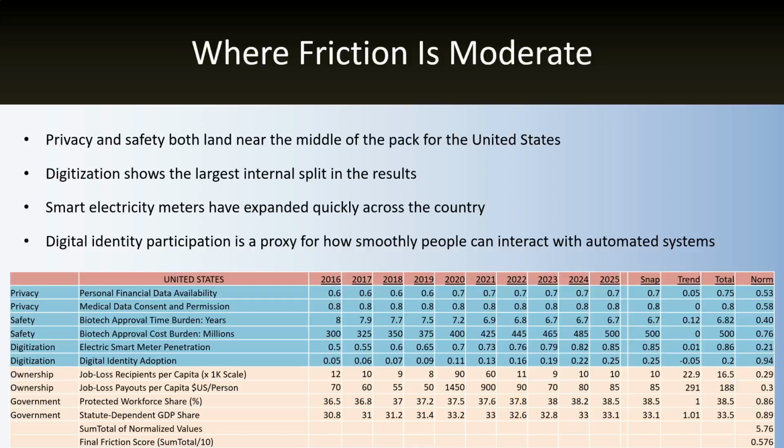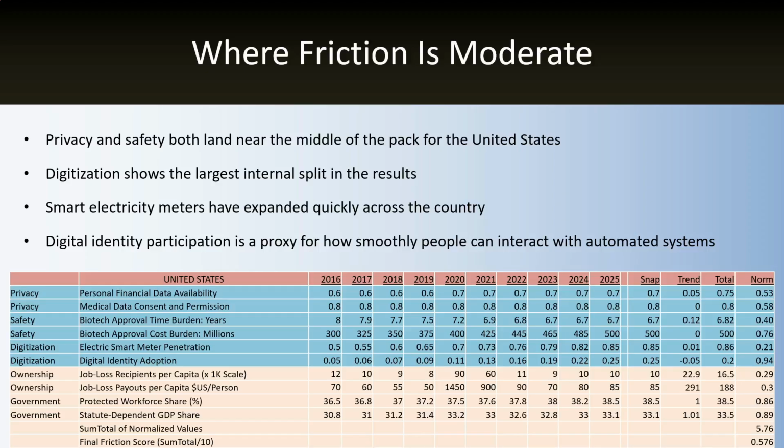Where friction is moderate. Privacy and safety both land near the middle of the pack for the United States. Privacy reflects how willing a society is to allow information to flow through the economy, while safety reflects how much protection is demanded before new technologies can be deployed. In both areas, the United States maintains relatively strong legal protections and regulatory processes, which slightly increase friction compared to some other countries in the study.